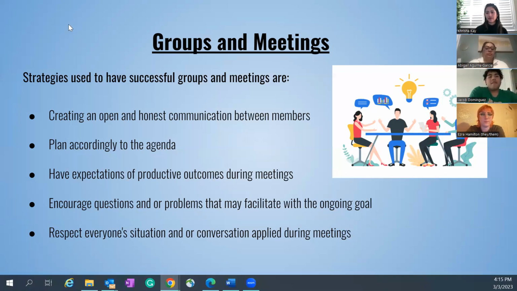So one of the strategies that I mentioned here about having successful meetings with groups and all together is creating an open and honest communication between members. I believe that that's one of the main important goals between one another. When it comes down to speaking to one another, making sure that everything's heard about them, they don't keep anything to themselves that may influence them later on throughout the course. It's better to be open and honest so that you can assess the situation then and there than it is later on where it might be more complicated. Also, I do want to say that it's better to plan accordingly to an agenda.